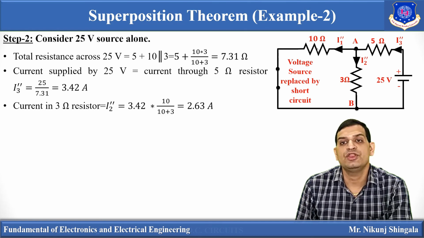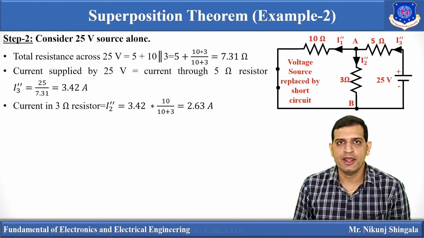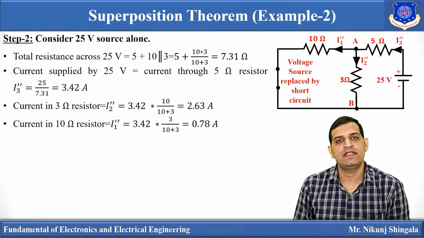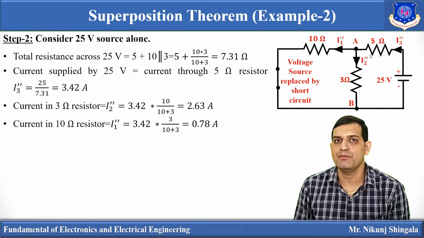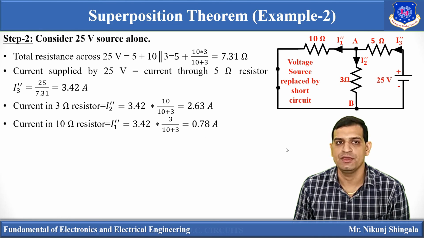Now the current flowing in the 3 ohm and 10 ohm can be found by applying the current division, because we know the input current is 3.42 ampere and both these branches are in parallel. So I2 double dash is equal to 3.42 into opposite resistance, that is 10 divided by 10 plus 3, that is 2.63 ampere. Now the current flowing through the 10 ohm resistance is given by I1 double dash, equal to input current 3.42 into opposite resistance, that is 3 divided by 10 plus 3, that is nothing but 0.78 ampere.